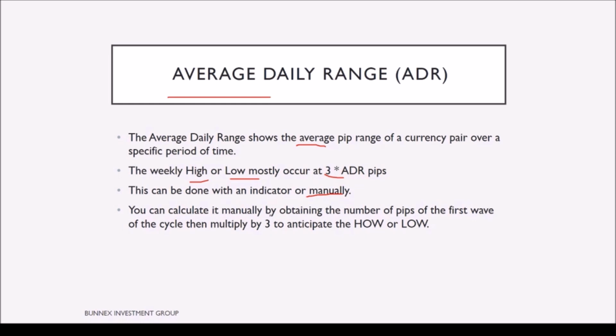So you can calculate it manually by obtaining the number of pips of the first wave. Actually, I had to write the first wave and the second wave, add them and calculate the average. That's wave number 1, then wave number 2, add the pips, then divide by 2, and you can now anticipate wave number 3.